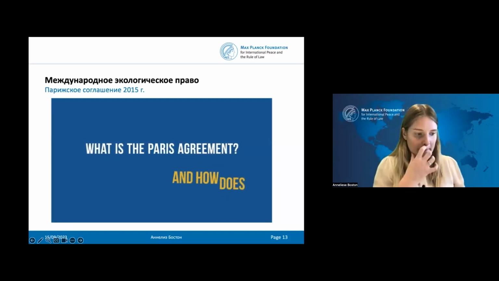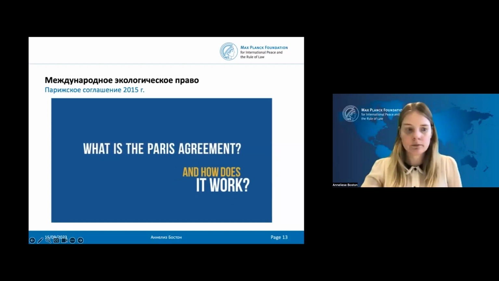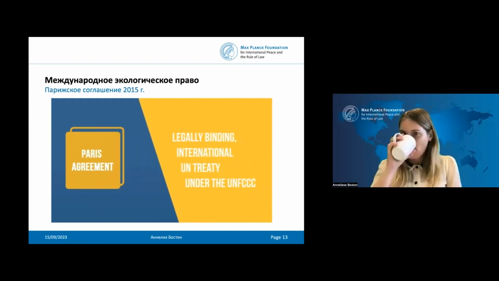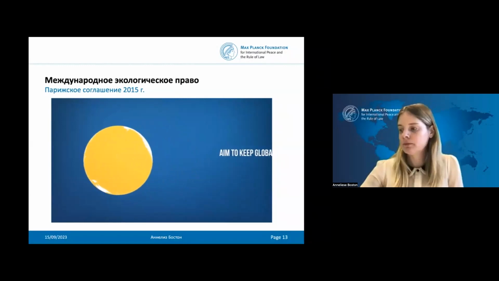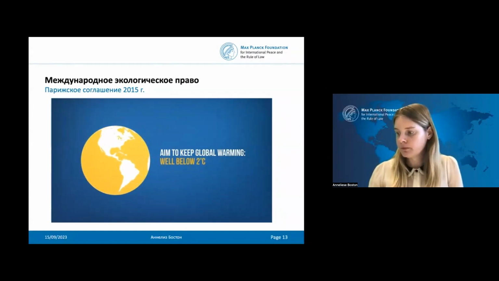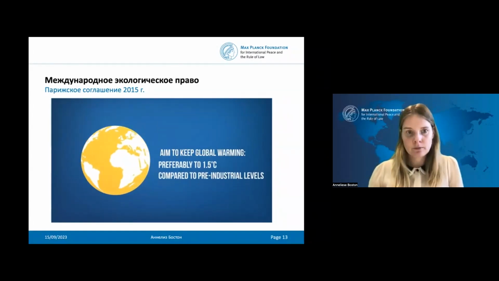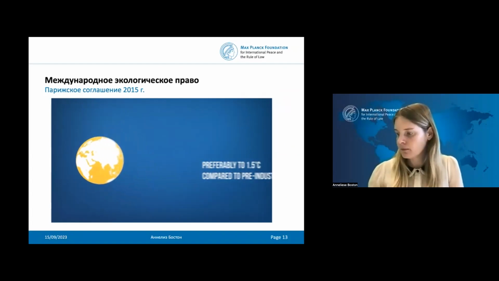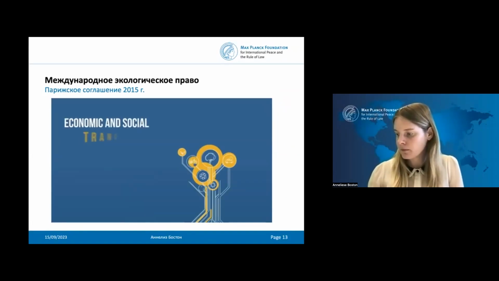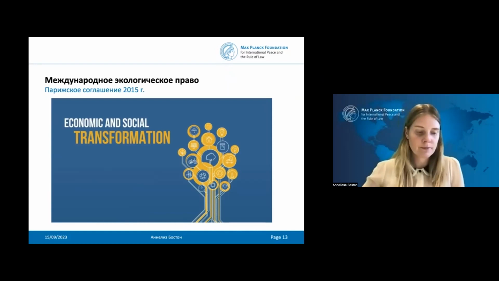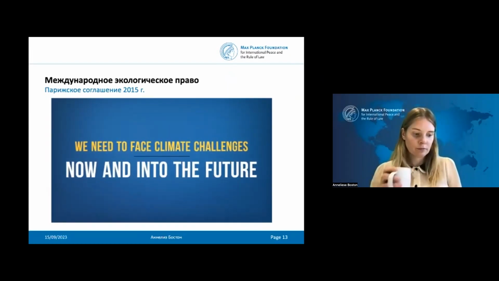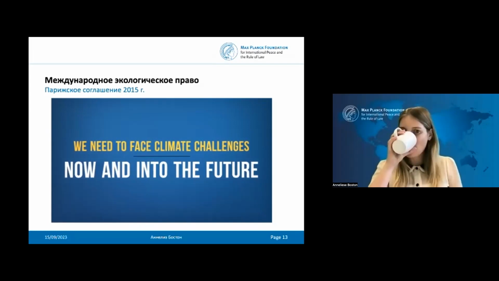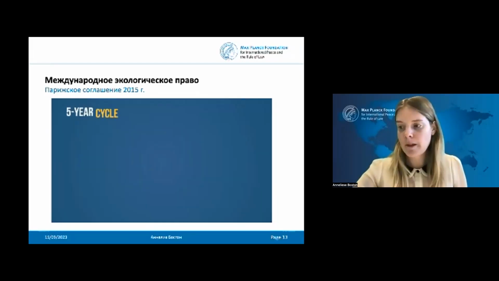The Paris Agreement is a legally binding international treaty on climate change to limit global warming to well below 2, preferably to 1.5 degrees Celsius compared to pre-industrial levels. This requires economic and social transformation to face the climate challenges now and moving into the future based on the best available science. The Paris Agreement works on a 5-year cycle of increasingly ambitious climate action.